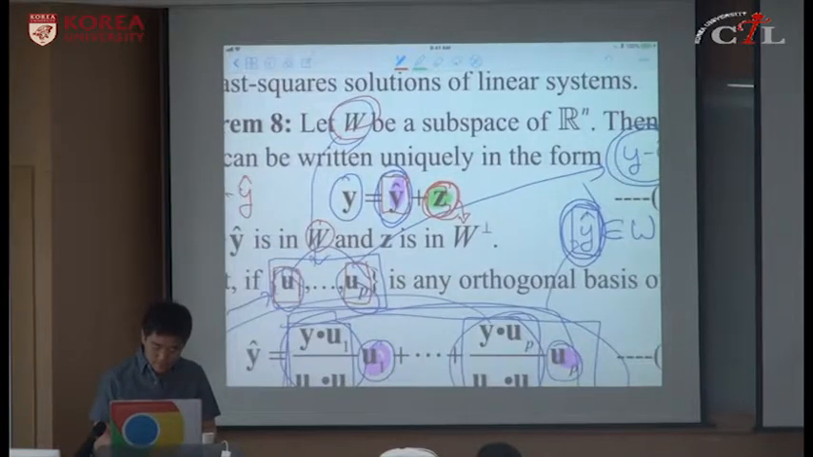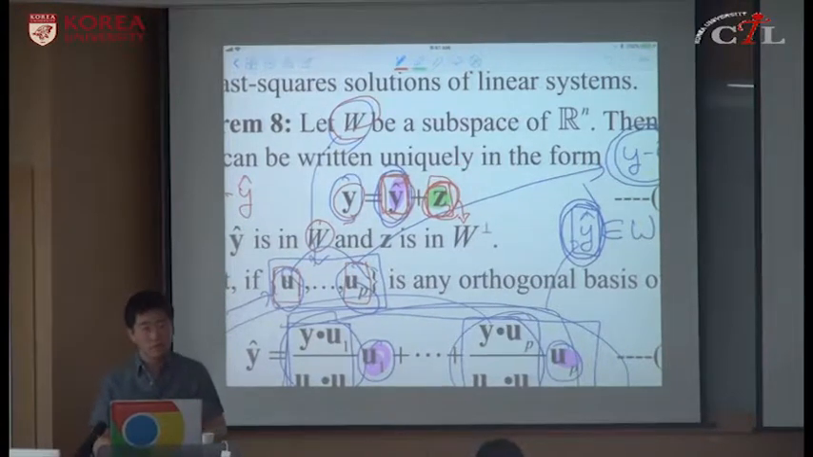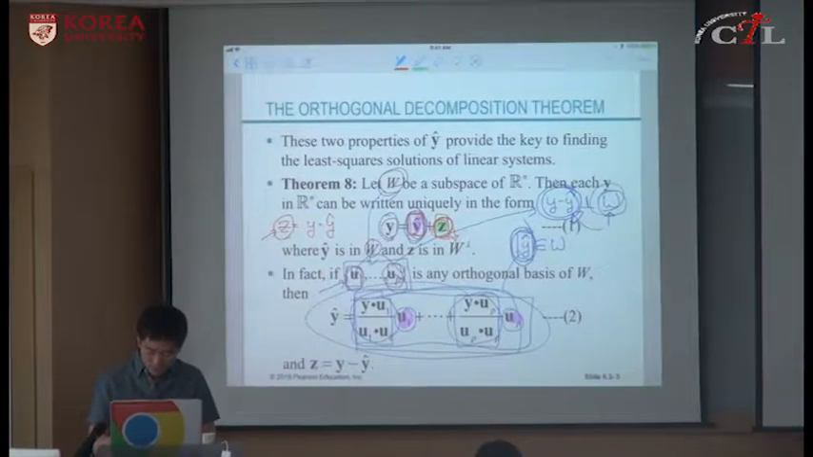In other words, we are decomposing y into the sum of these two vectors, y hat and z, where y hat belongs to the given subspace W, and z is perpendicular to our subspace W. So how do we obtain this y hat and z?